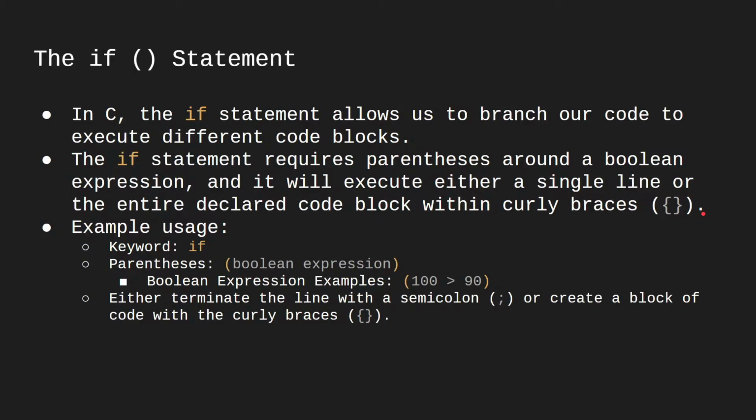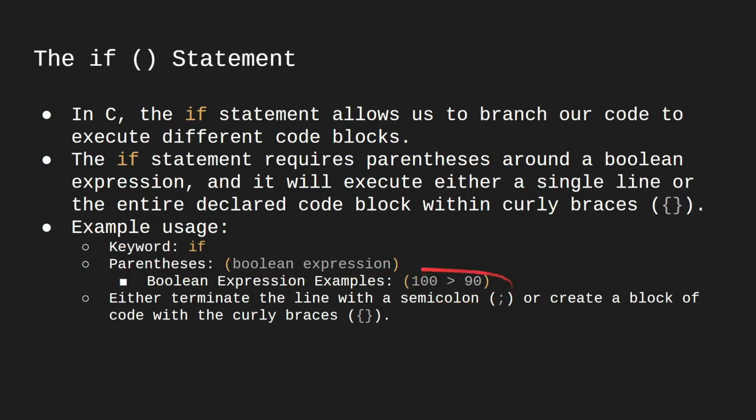So for our particular use case, we're going to be looking at the if statement. In C, the if statement allows us to branch our code into various different execution paths. The if statement requires parentheses around a Boolean expression, which we learned about. It will execute either a single line or an entire declared block of code, for which we use the curly braces. And the basic structure here is we have an if with our Boolean expression wrapped inside parentheses.